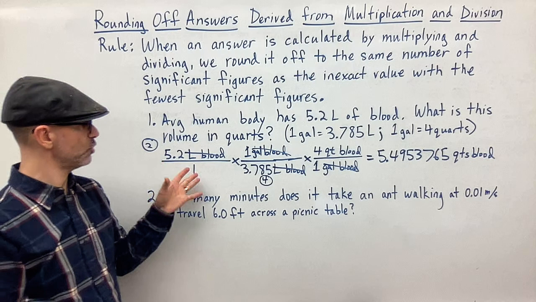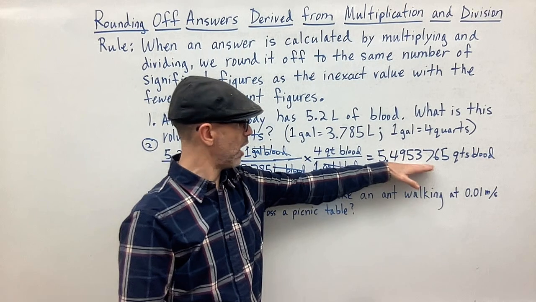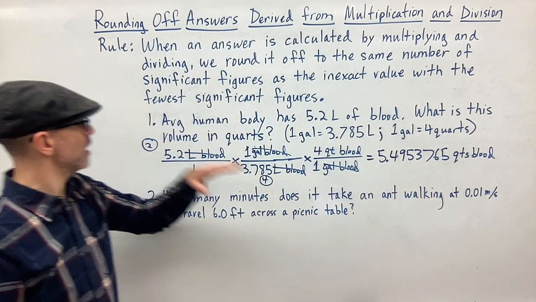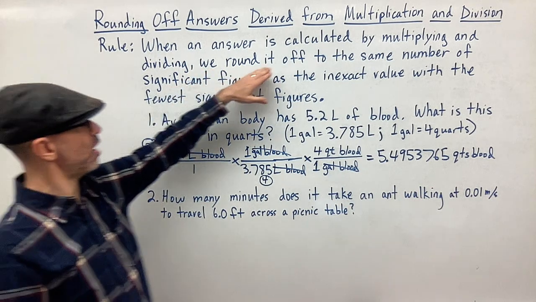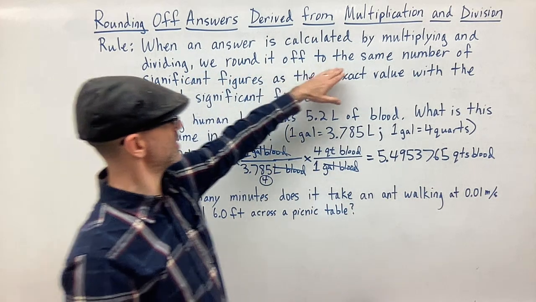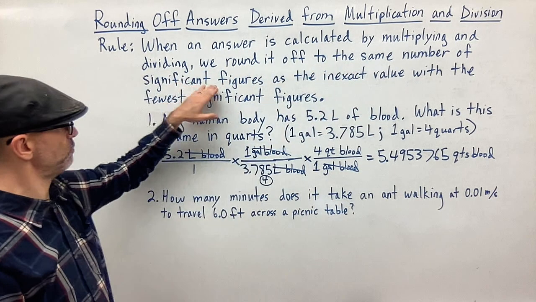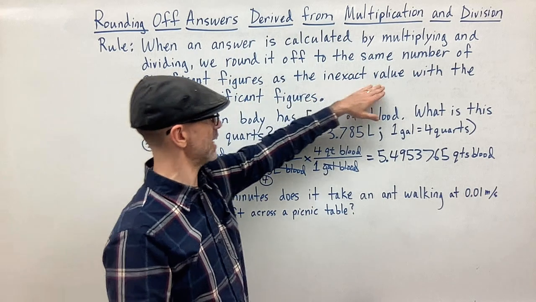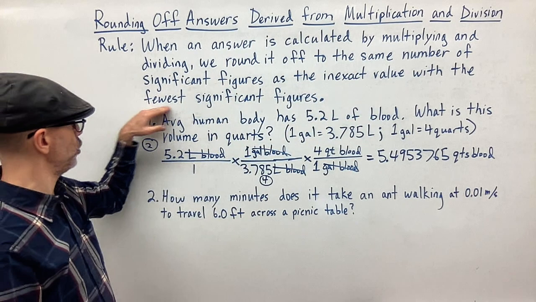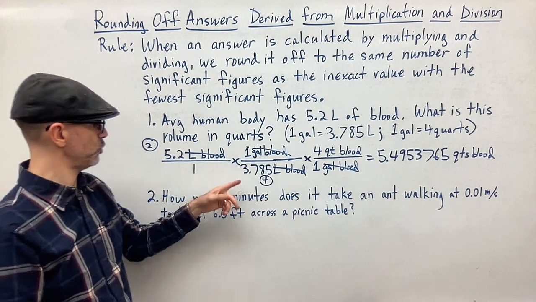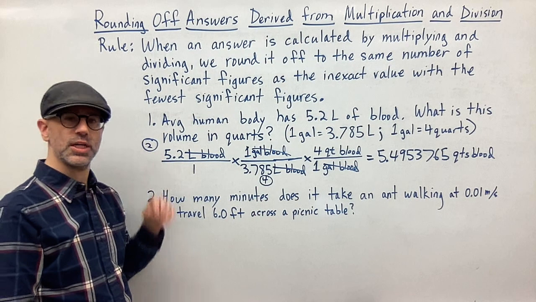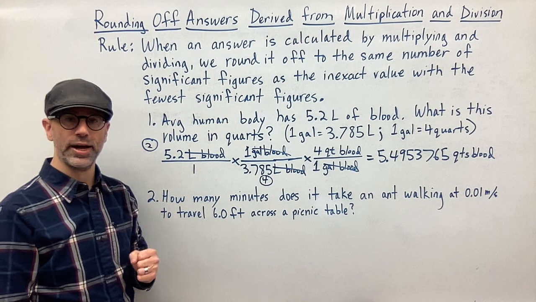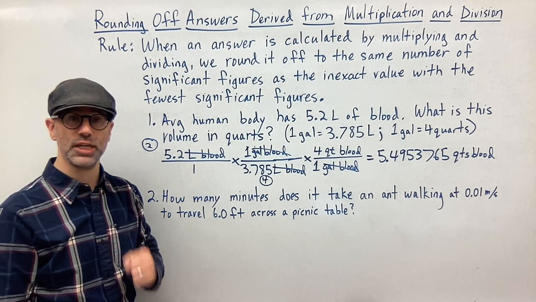So when it comes to figuring out how many digits we keep, it says that we need to round off our answer to the same number of significant figures as the inexact value with the fewest significant figures. So which has the fewest? This has 4, this has 2, so 2 is the fewest. So that means our answer should only have 2 sig figs.